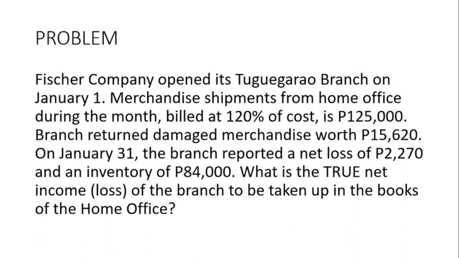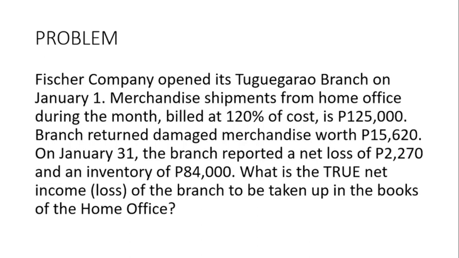Fisher Company opened its Tugigaraw branch on January 1. Merchandise shipments from home office during the month billed at 120% of cost is 125,000. Branch returned damaged merchandise worth 15,620. On January 31, the branch reported a net loss of 2,270, and an inventory of 84,000. What is the true net income or loss of the branch to be taken up in the books of the home office?